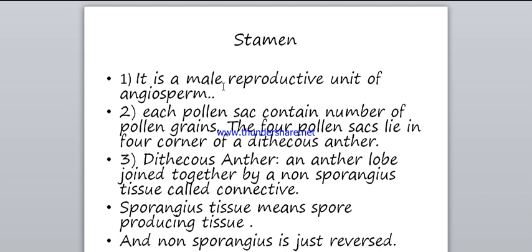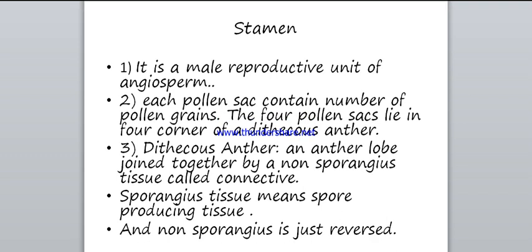So next, let's know something about the stamen. It is the male reproductive unit of angiosperms. Each pollen sac contains a number of pollen grains. The four pollen sacs lie in the four corners of a dithecous anther. Any doubt related to the dithecous anther is cleared in the next line. The two anther lobes are joined together by a non-sporangious tissue called connective. Sporangious tissue means spore producing tissue and non-sporangious is just the reverse, meaning it is not a spore producing tissue.